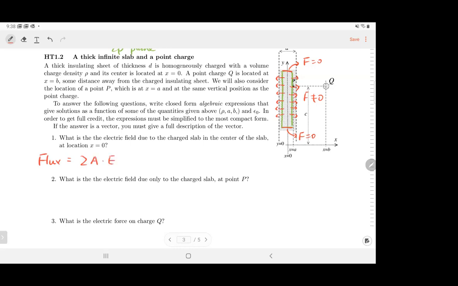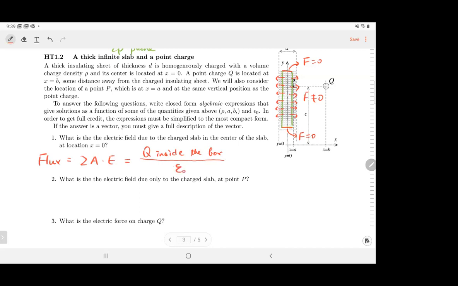Okay. And the electric field times A is the flux. According to Gauss's law, this is equal to the charge inside the box over epsilon.